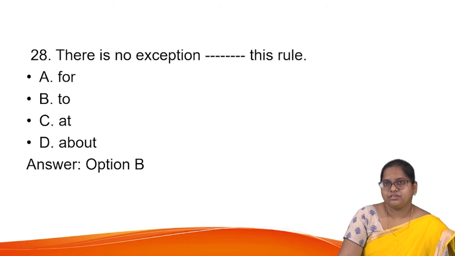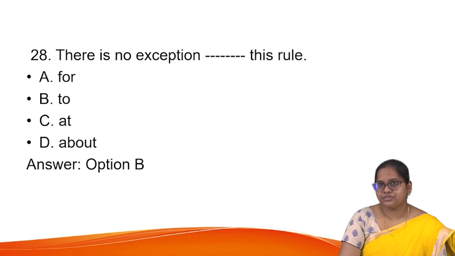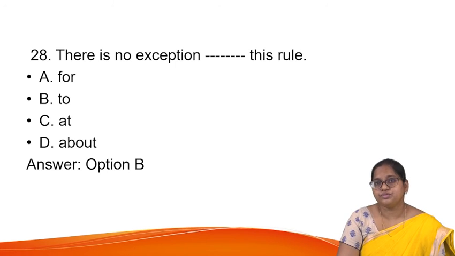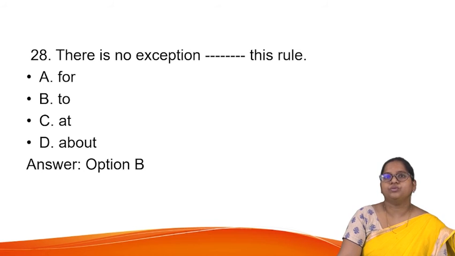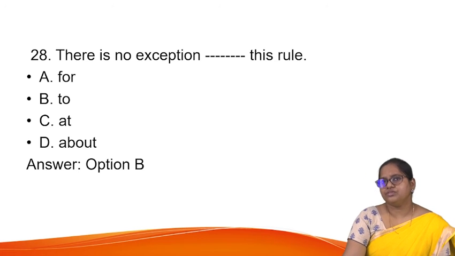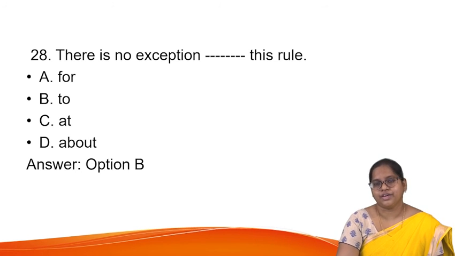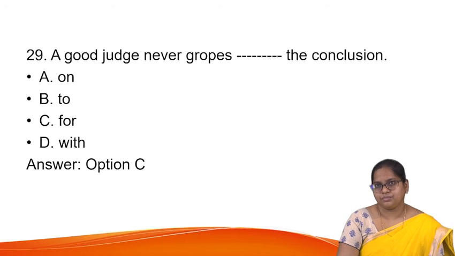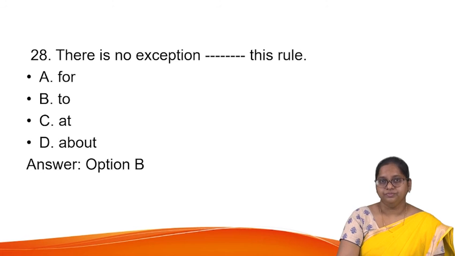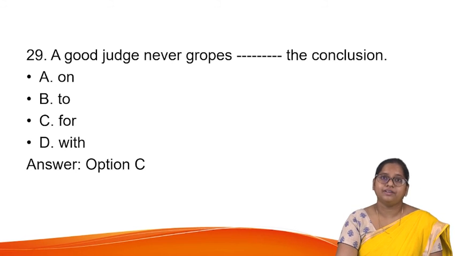There is no exception dash this rule. So exception for this rule, or there is no exception to this rule, or there is no exception at this rule, or there is no exception about this rule. So there is no exception to this rule. When you say there is no exception to, you are trying to limit the options, to list out the options and show what is not comfortable. So you have to use to. Option B is the right answer.